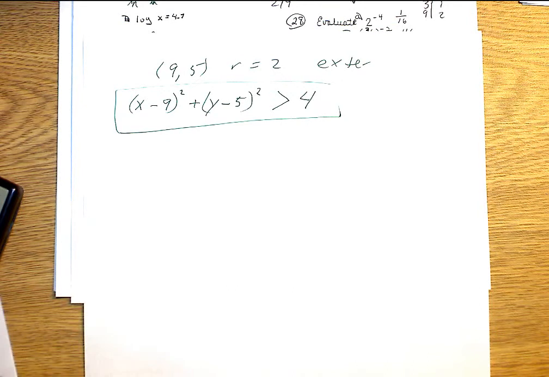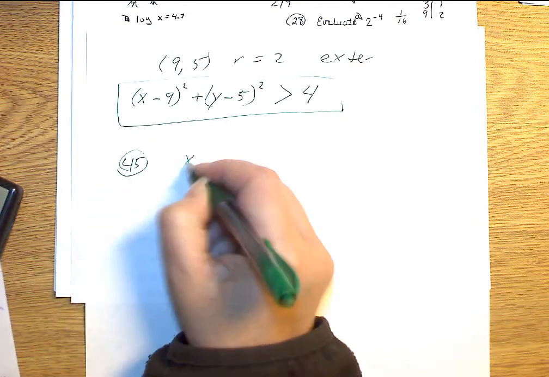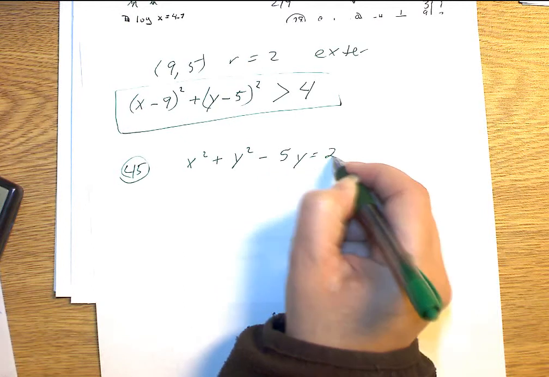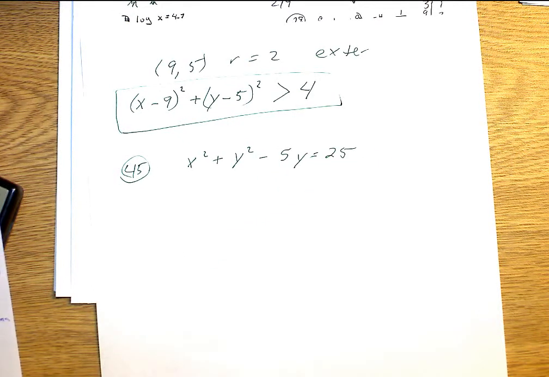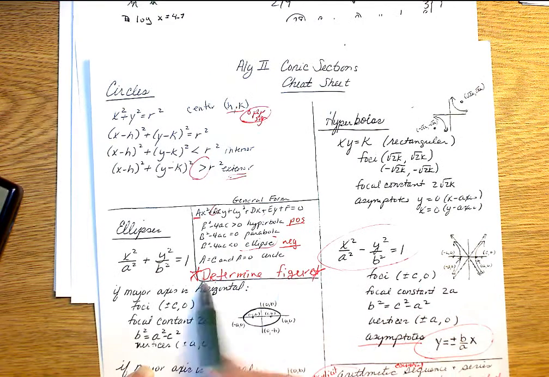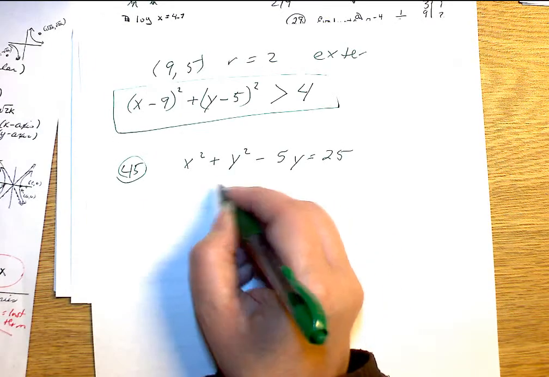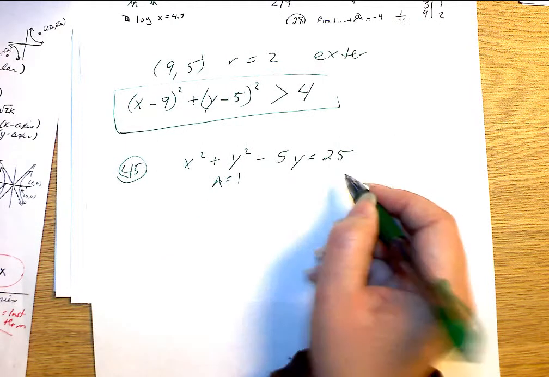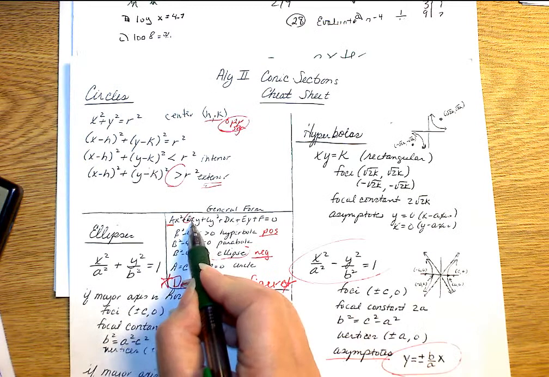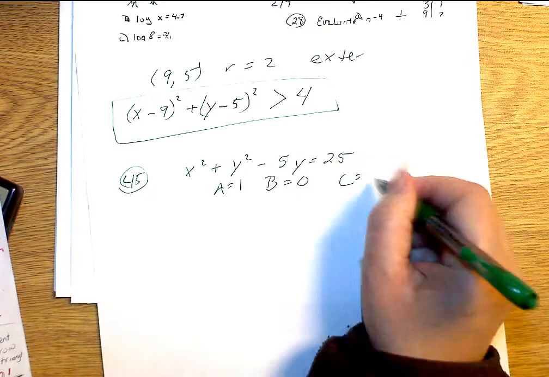It says state whether x squared plus y squared minus 5y equals 25 is a circle, parabola, ellipse, or hyperbola. So remember, when you are determining figures, we use this. So we're going to do A, B, and C. So A is 1. B, what is B? 0, because B is in front of XY. There is no XY, so B is 0. And C is also 1.